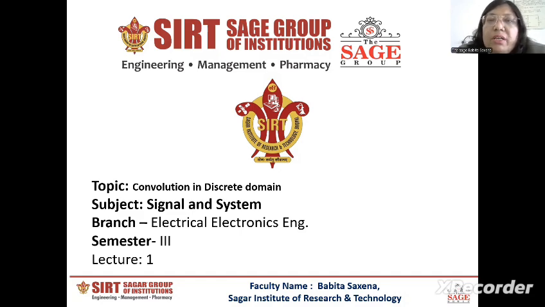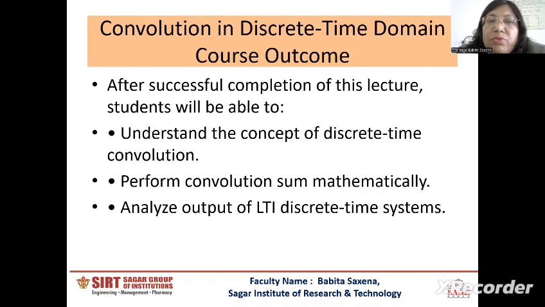So first we learn what convolution is. Convolution is a mathematical tool to determine the output of any discrete time system for any input. This is a very important definition, you have to learn it. This is the tool to find out the output of a discrete time system for any input.